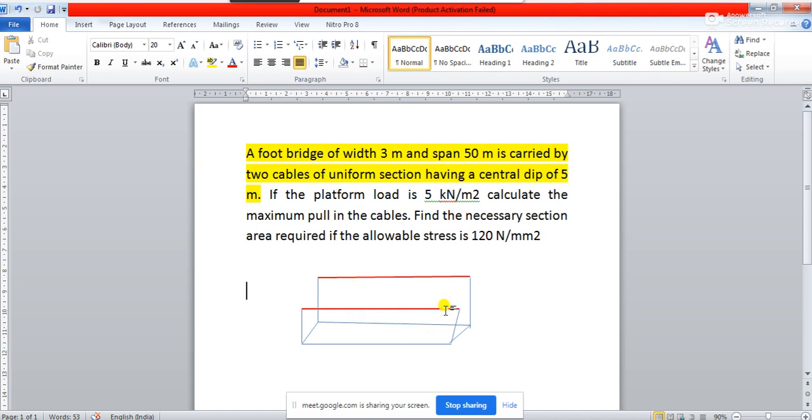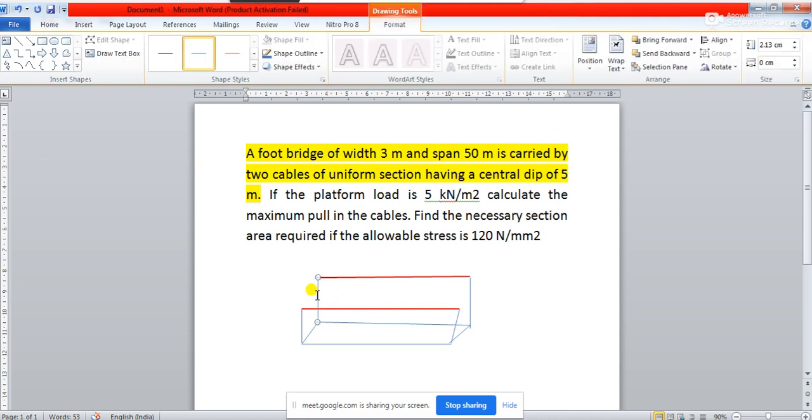These two are the cables, right? Now let's say these are the hangers. One hanger, two hangers, so multiple hangers will be there, right? In a similar way, on this side of the deck there will be another cable, and hangers will be there. So you see there will be multiple hangers something like this. So these are the hangers of the bridge, right?